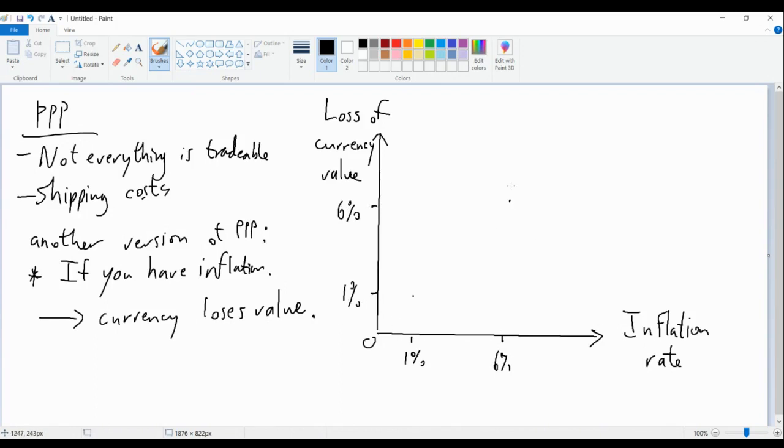What am I tracing out? I'm tracing out the 45-degree line. So if purchasing power parity is true, we would expect to see a 45-degree line if I made that plot. So let's do it. Let's check out what happens if we take data on inflation rates and currency changes and plot it out.